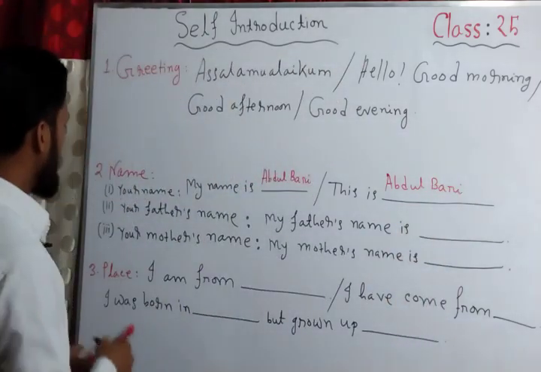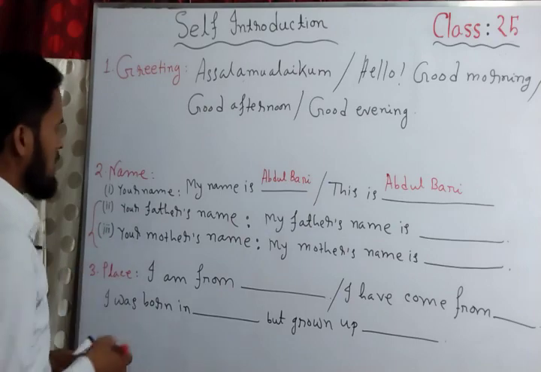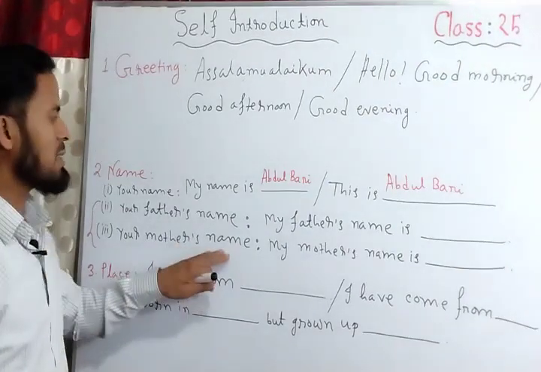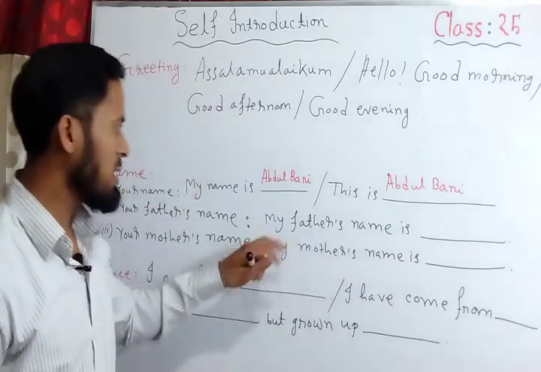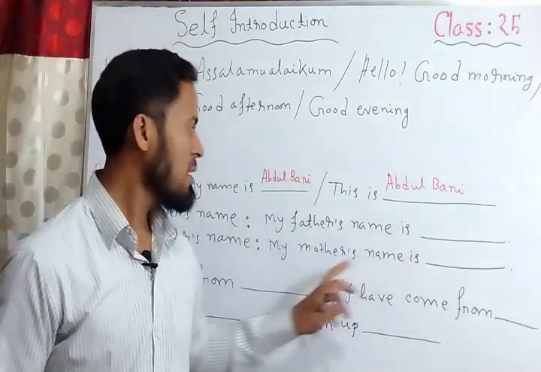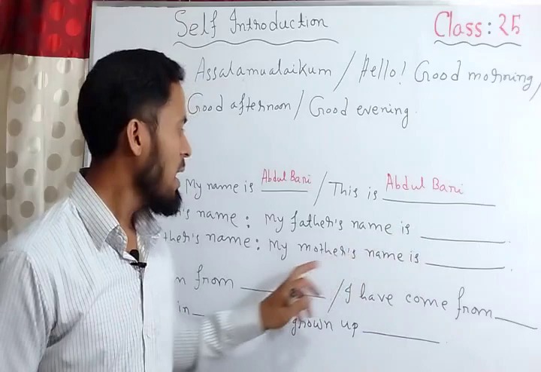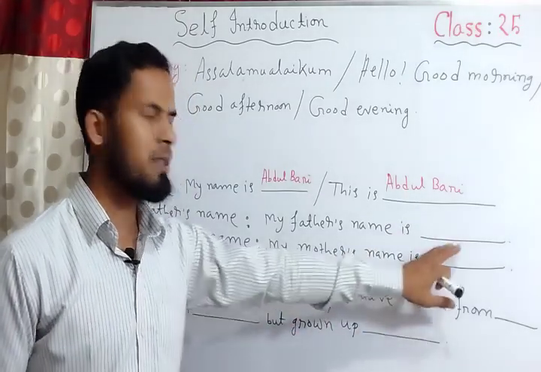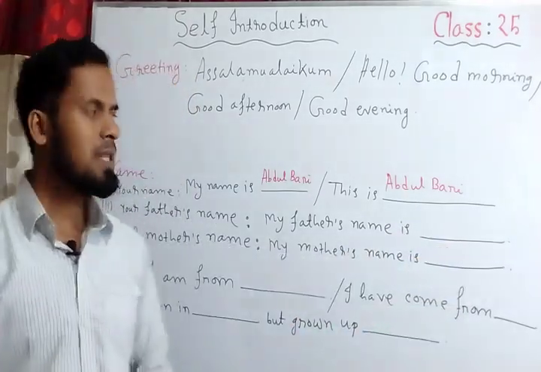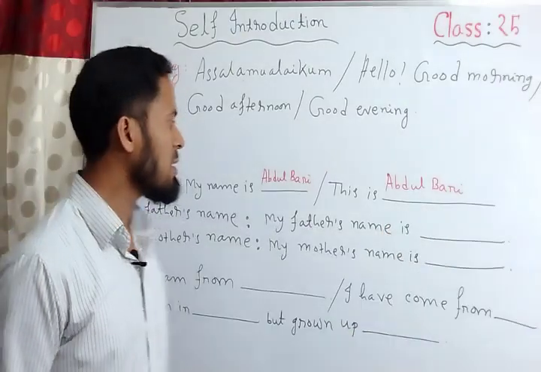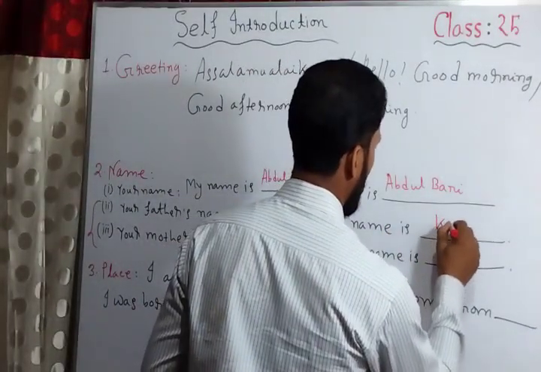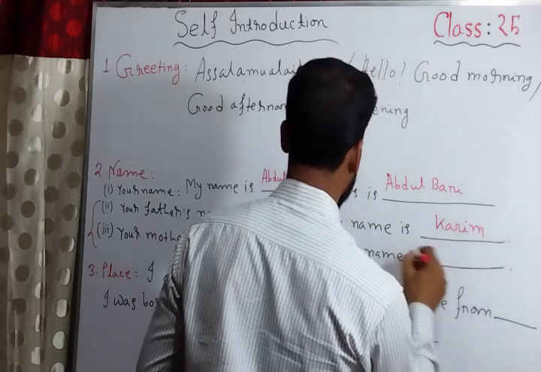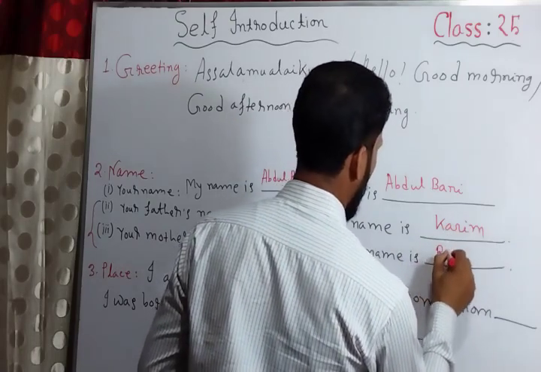Then here 2 points, your father's name and your mother's name. If you think that you have proper time, then you can express my father's name is, then your father's name, and my mother's name is, then your mother's name. In such a way you can give your father's name, mother's name. You can just say my father's name is Korim, my mother's name is Rohima.